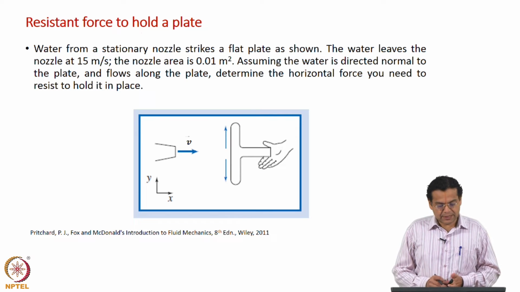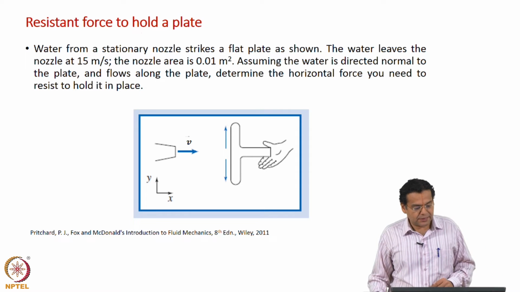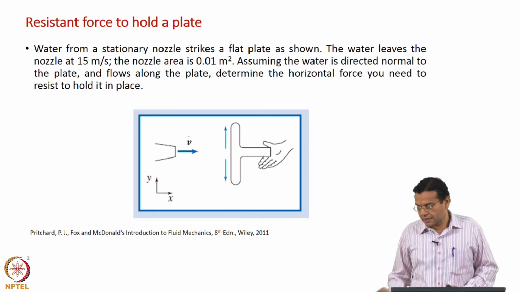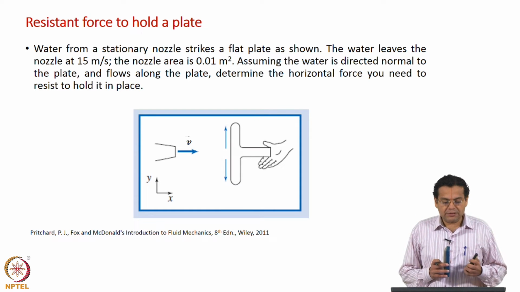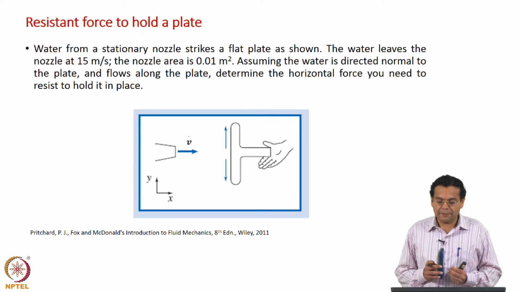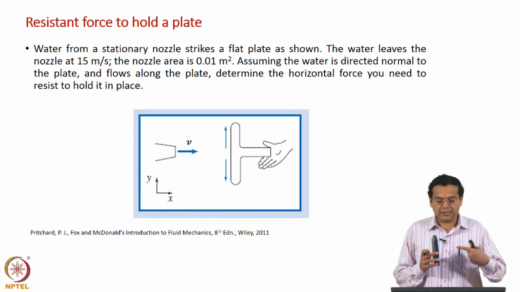Okay, let us take the first example, and let us read the example. Water from a stationary nozzle strikes a flat plate. The water leaves the nozzle at 15 meter per second, so high velocity. The nozzle area is given. Assuming the water is directed normal to the plate.